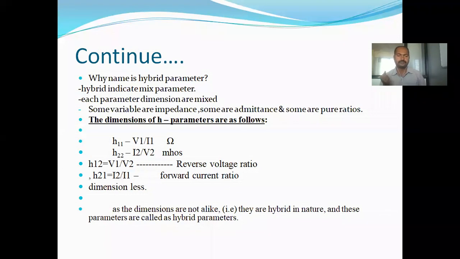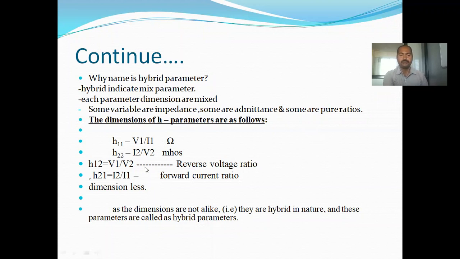Now see, one of the reasons is that all of the units, some are admittance, some are resistance, some are voltage ratio, some are current ratio, right? So we know that H11 is nothing but V1 upon I1, H22 is nothing but I2 upon V2. So V1 upon I1 is the input impedance. And H22, which is I2 upon V2, is an admittance, that is the output admittance.